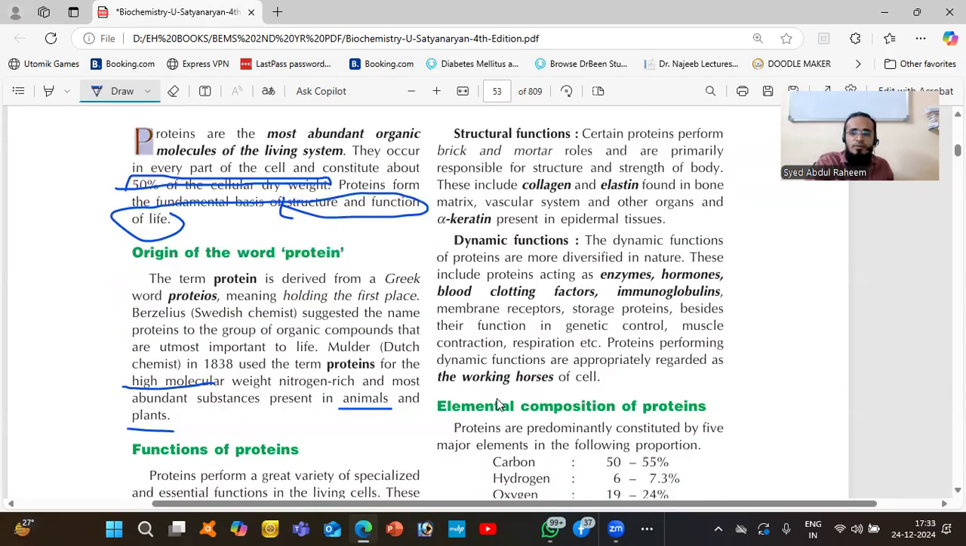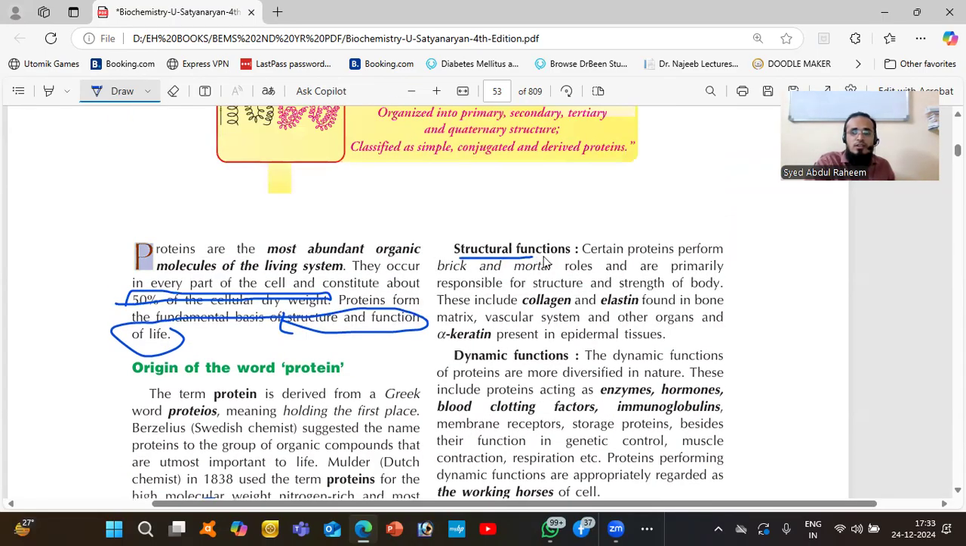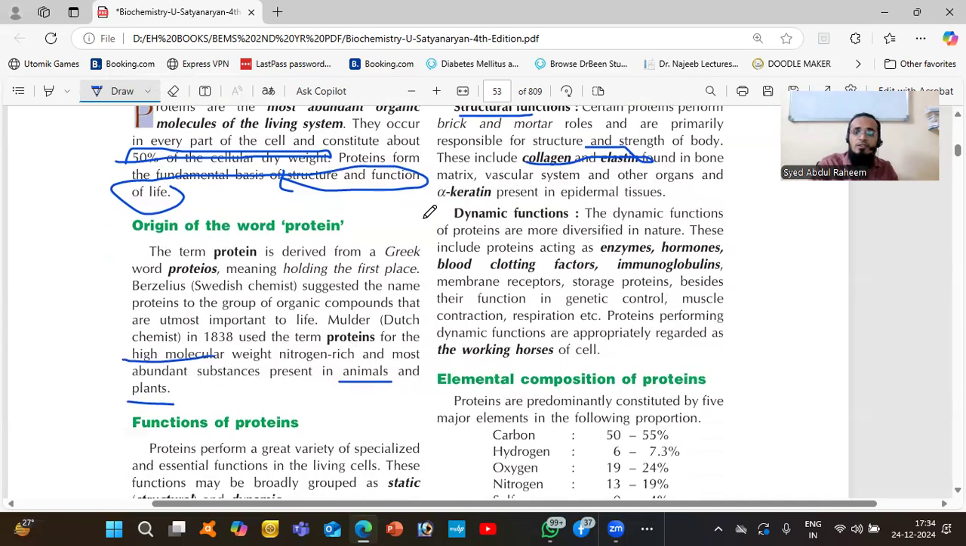So what are the functions of the proteins? It is very important for structure. Already I told you, structural functions. They are like bricks. To stand a wall we need bricks. Likewise, to stand a cell we need protein. Protein strengthens the membrane, protein covers the cell. It is primarily responsible for strength and structure. And it is needed for the bones also, because collagen and elastin are also proteins, which are very important for bone matrix, bone structure. And other functions are dynamic functions.